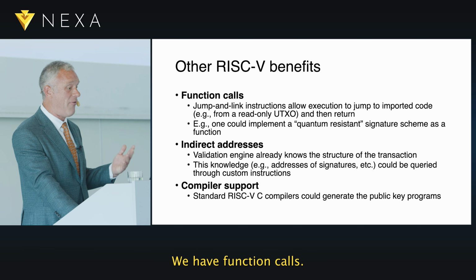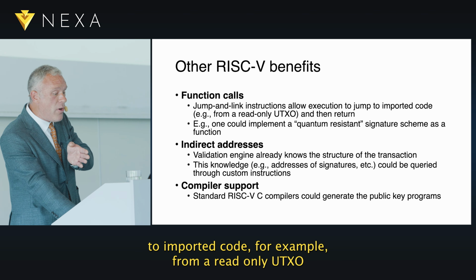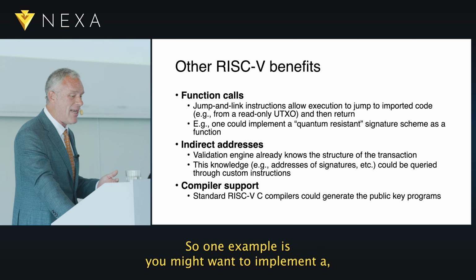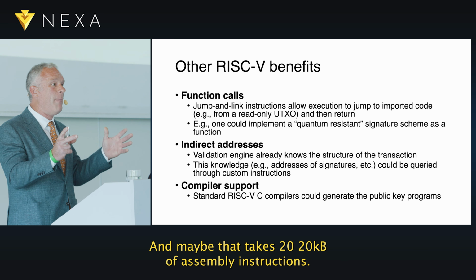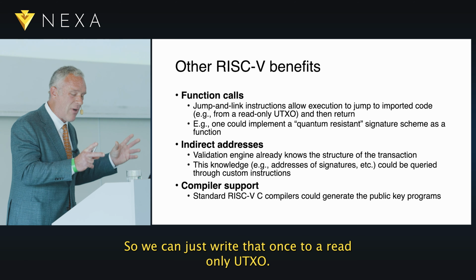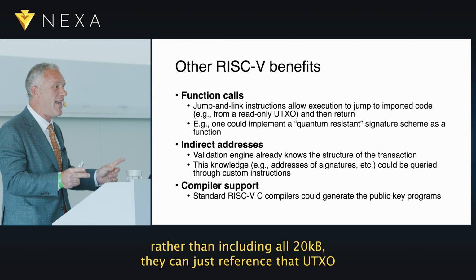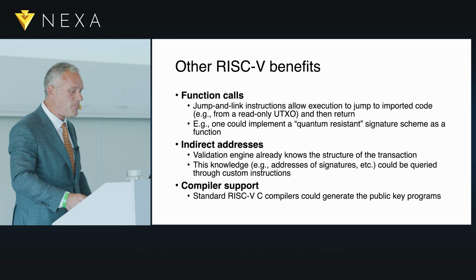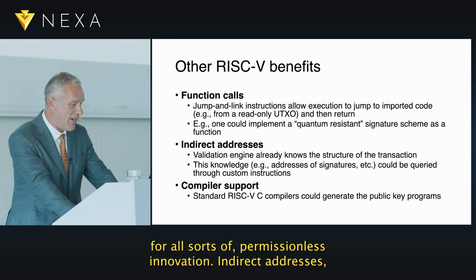Other RISC-V benefits, we have function calls. There's a jump and link instruction that would allow execution to jump to imported code, for example, from a read-only UTXO and then return. One example is you might want to implement a quantum-resistant signature scheme, and maybe that takes 20 kilobytes of assembly instructions. But I don't want to have 20 kilobyte transactions, so we can just write that once to a read-only UTXO, and then transactions, rather than including all 20 kilobytes, can just reference that UTXO, and then execution can jump to the program written in that UTXO. That's pretty cool because it basically allows for all sorts of permissionless innovation.